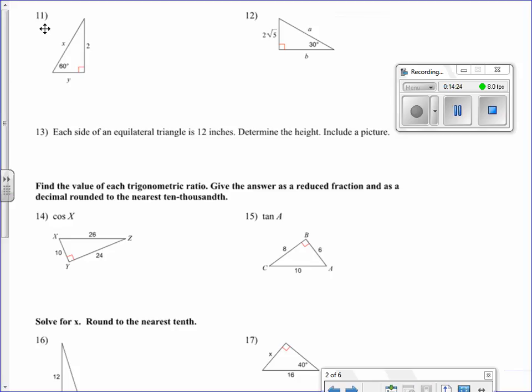So number 11, we are being asked to find all the missing values. And so we have 2 missing sides. So I have an angle measure. So when I know one length and I have an angle measure, I'm good, because I can use SOHCAHTOA. Remember, this is sine equals opposite over hypotenuse. Cosine equals adjacent over hypotenuse. Tangent equals opposite over adjacent.